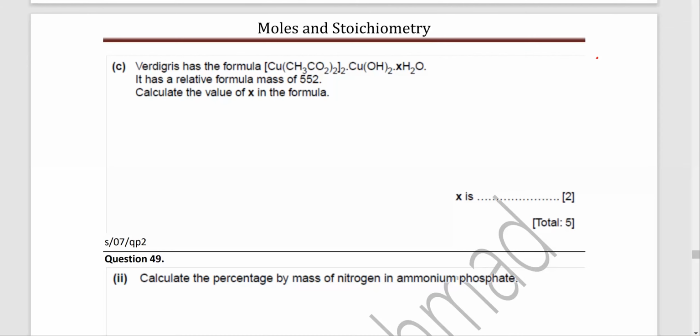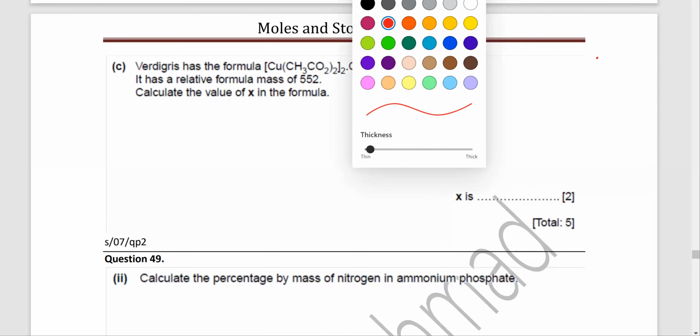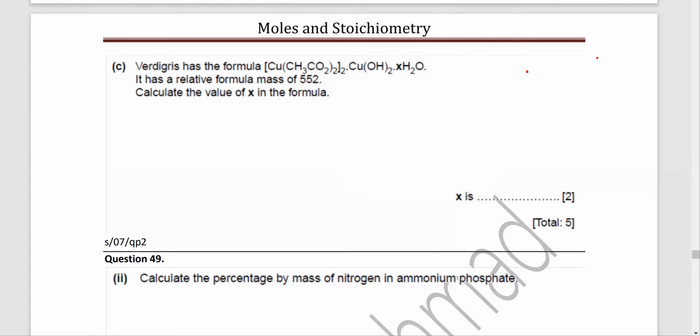So we're going to start with this question over here that's in front of you. This question is, okay, he's given you a formula, ठीक है, and this is a, और उसने कहा कि इसकी formula mass जो है ना is 552, and he's asking you to calculate the value of x. So how would you calculate the value of x?